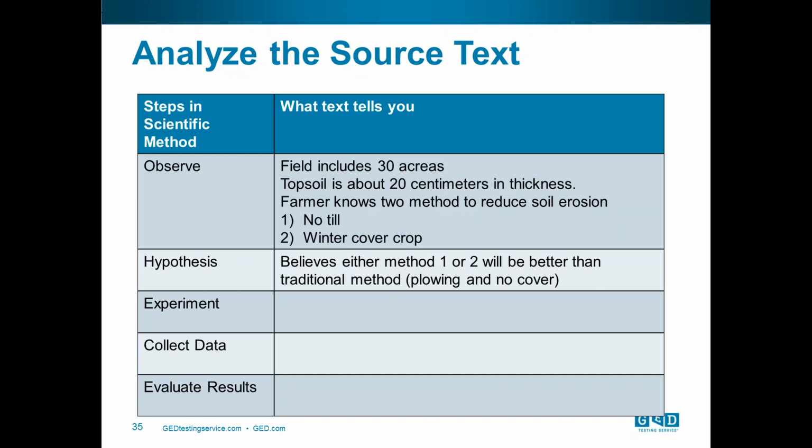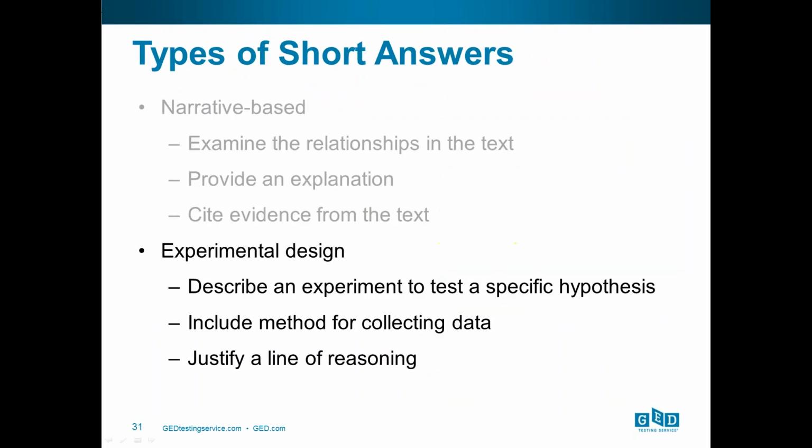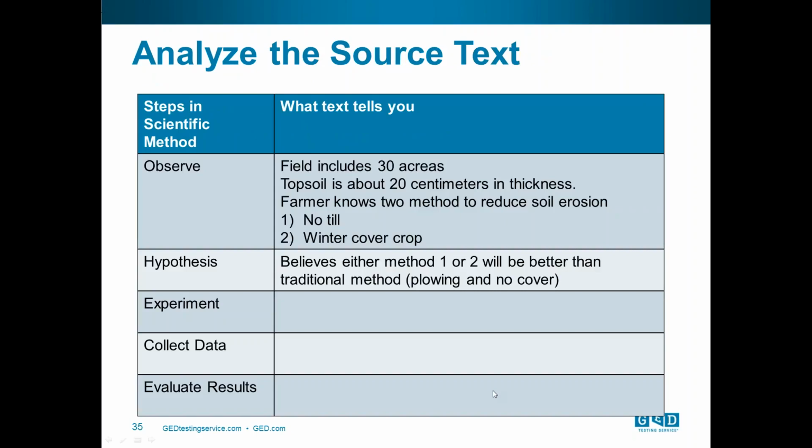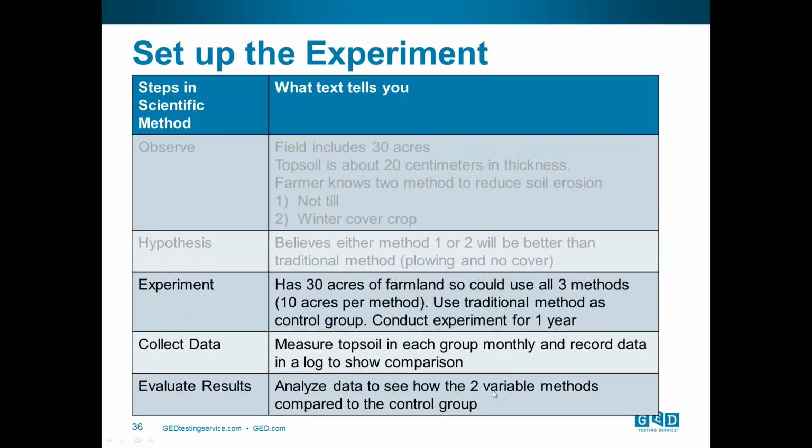So the hypothesis, and this comes from the farmer, is that he believes either method 1 or 2 is going to be better than the traditional method, plowing and no cover. So we have all of that information, and then really all we need to do is to figure out what kind of an experiment we're going to do, how we're going to collect the data, and how we're going to evaluate results. That's what the answer needs to include.